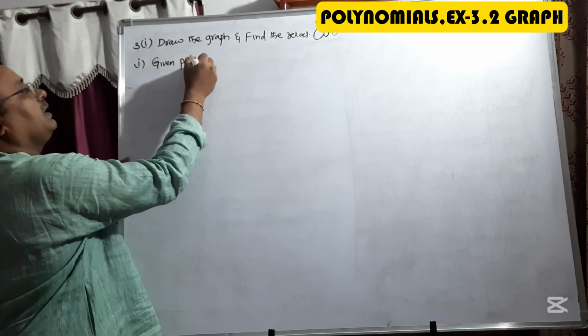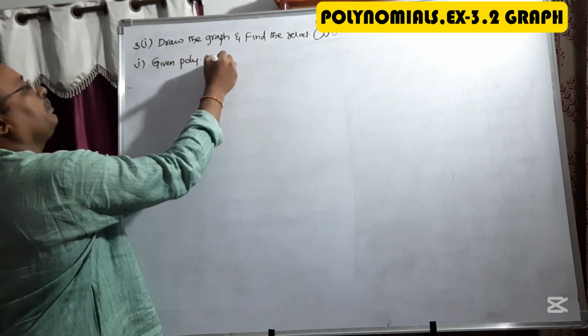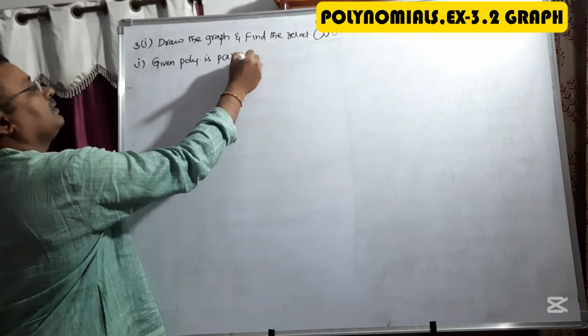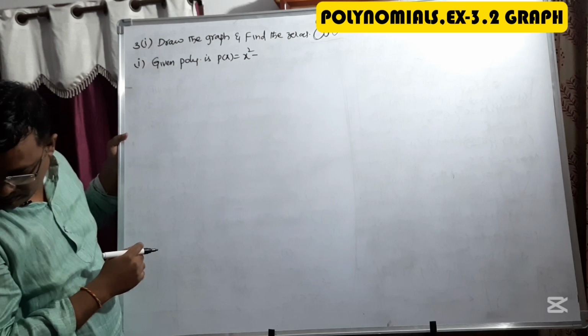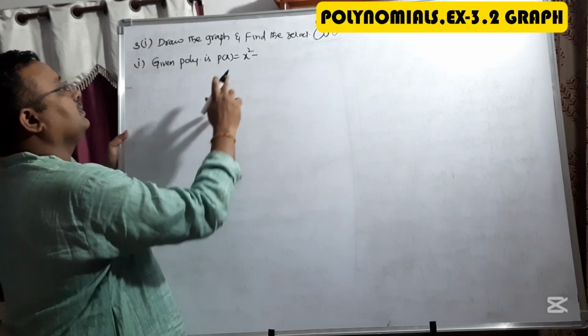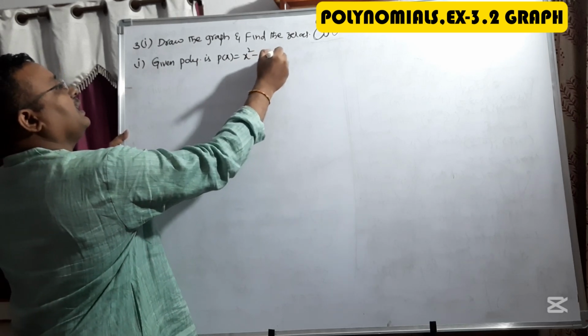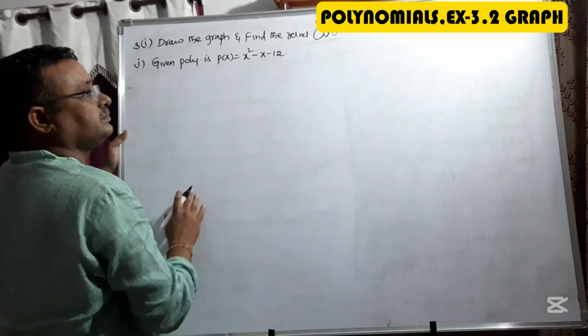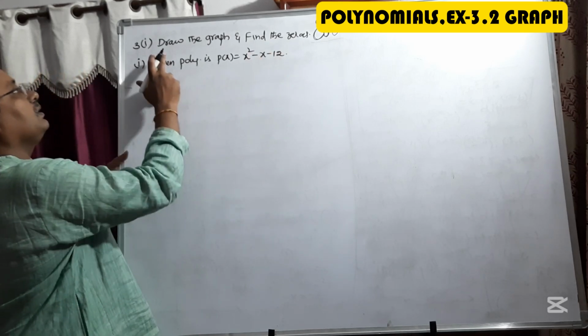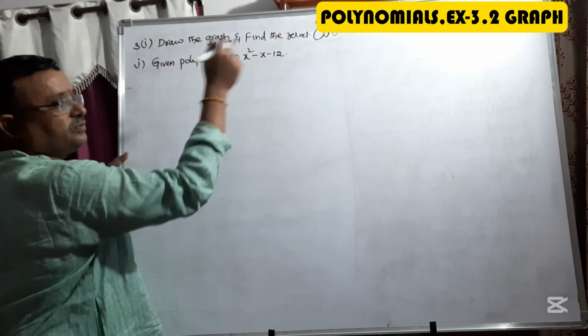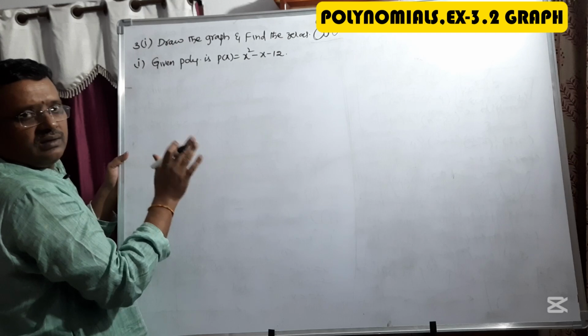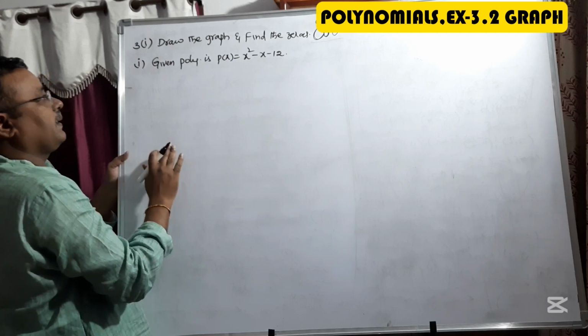Given polynomial is p of x equal to x square minus x minus 12. How to draw its graph and find the zeros from that graph, I will explain. Listen very carefully.